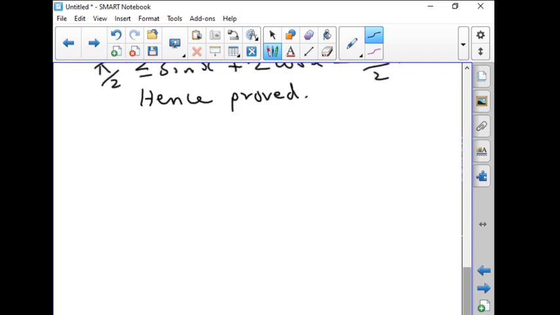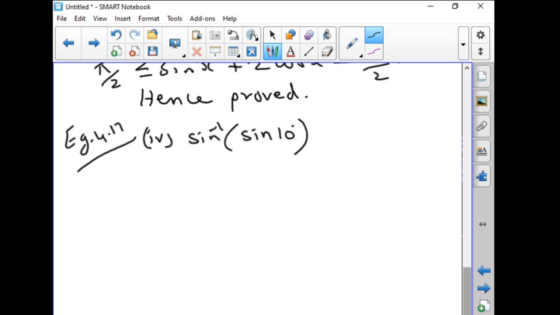Then next example 4.17, last subdivision, that is the fourth one. Simplify sin inverse of sin 10. Other subdivisions you can do. It is very simple. We have done problems in the exercise. It is similar to that.